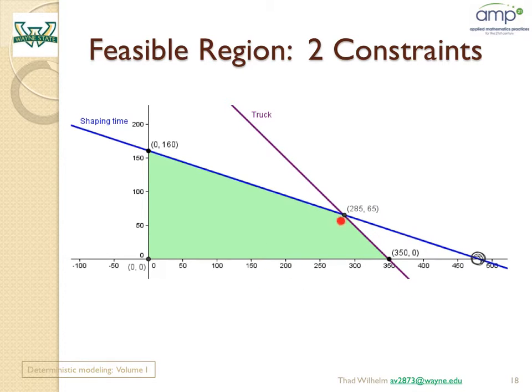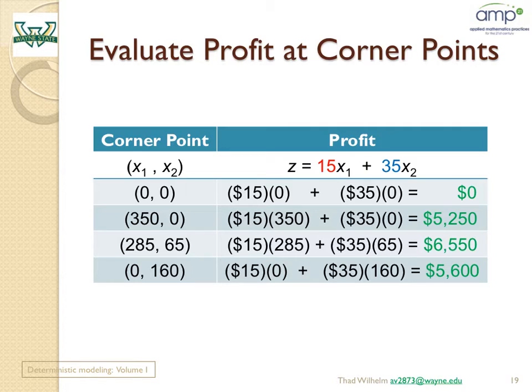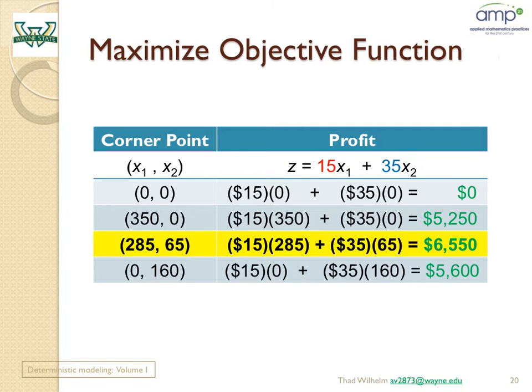So we have 1, 2, 3, 4. Do I need to test 0, 0? No, I don't have to test 0, 0. Okay? But you do have to test this region. We did it last time. You probably have it already. This point and this point are new points. Test them also. If we test them and we take a look, we see now that we have a new answer. 285 sporty and 65 fancy. Okay, that is our optimal solution.